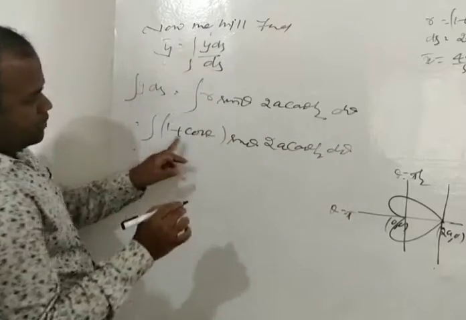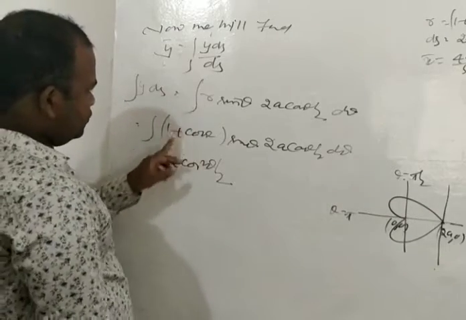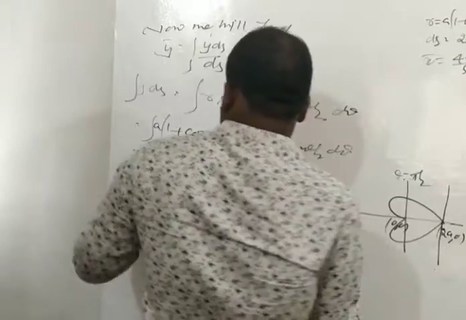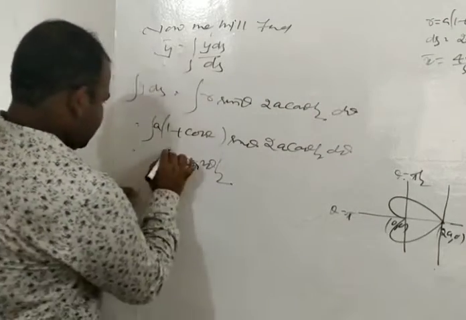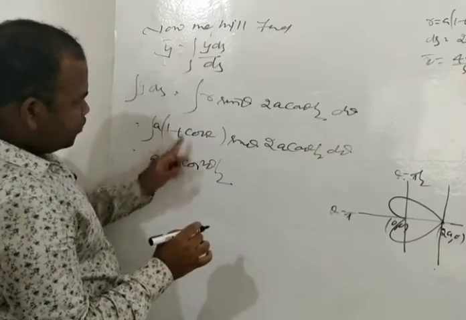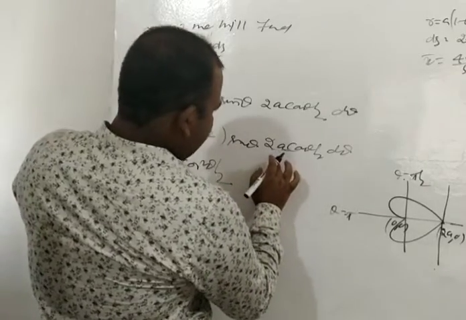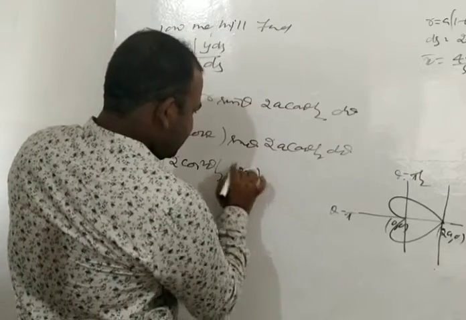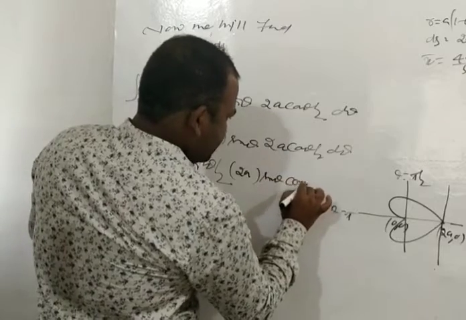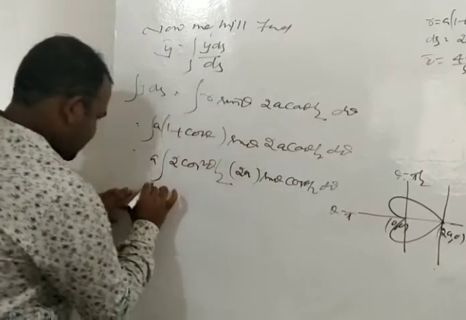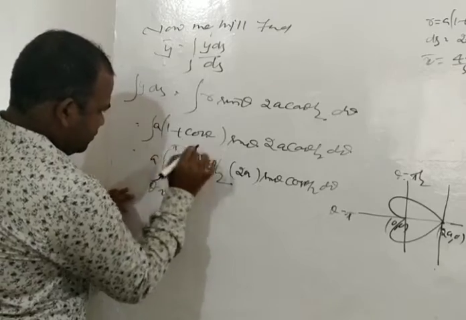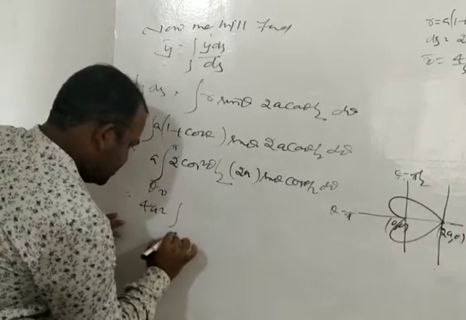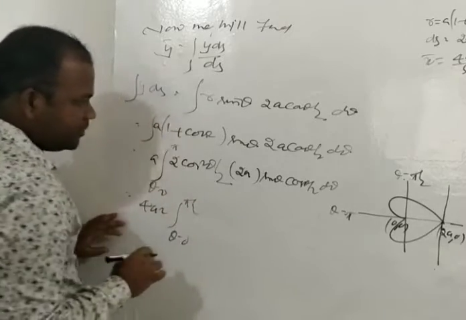So what is the value of 1 plus cos theta? r equals a into 1 plus cos theta, this is the question. So this is a, 1 plus cos theta, 2 cos theta by 2 into 2a, and this is sin theta cos theta by 2 into d theta, with theta from 0 to pi. So this is 2a, 2a, this is 4a square.